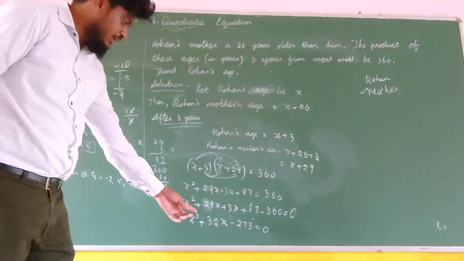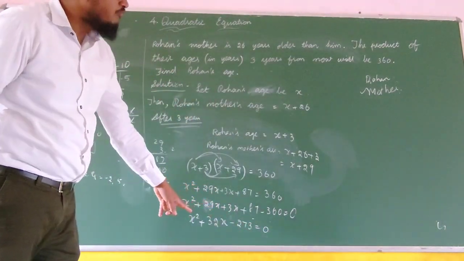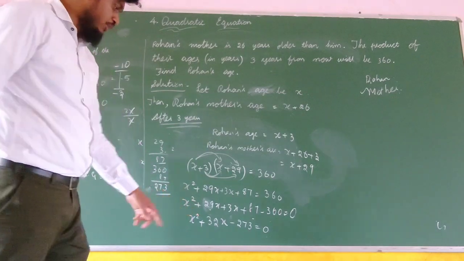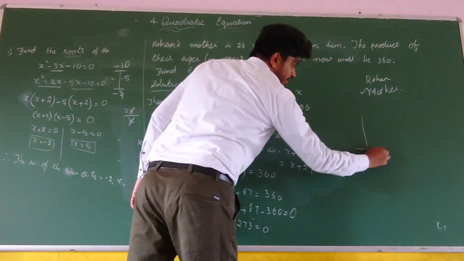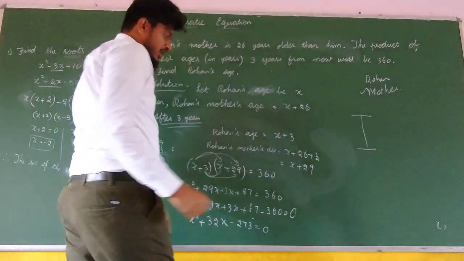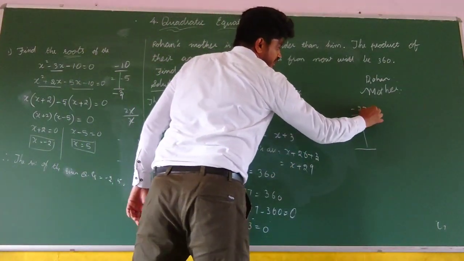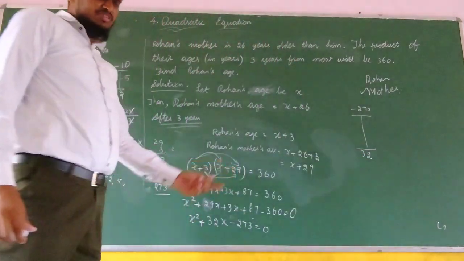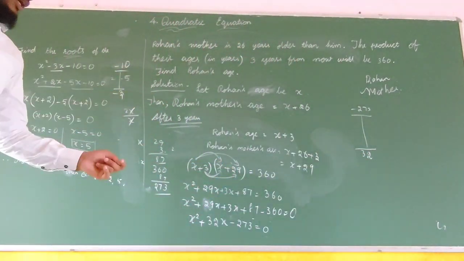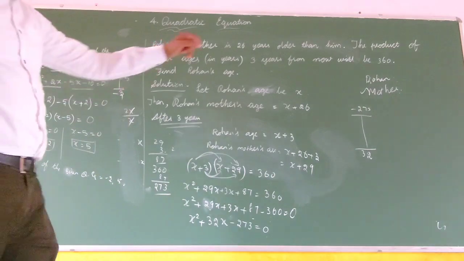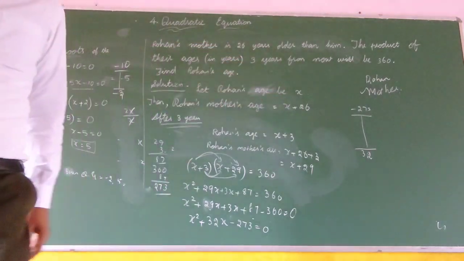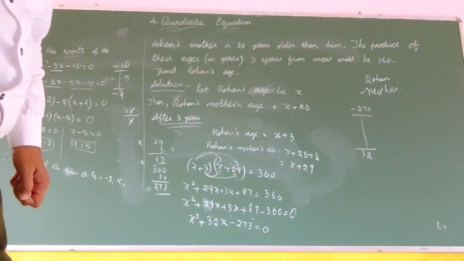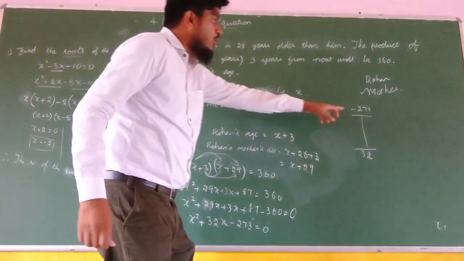So see here, this is the quadratic equation. If you want to find the value of x, we have to find the roots. What we have to do? Again, we can use the factorization method for this, minus 273. So what are the two numbers we can get? If you multiply these two, we have to get minus 273. By adding those two, we have to get 32. So we have to find those two numbers.